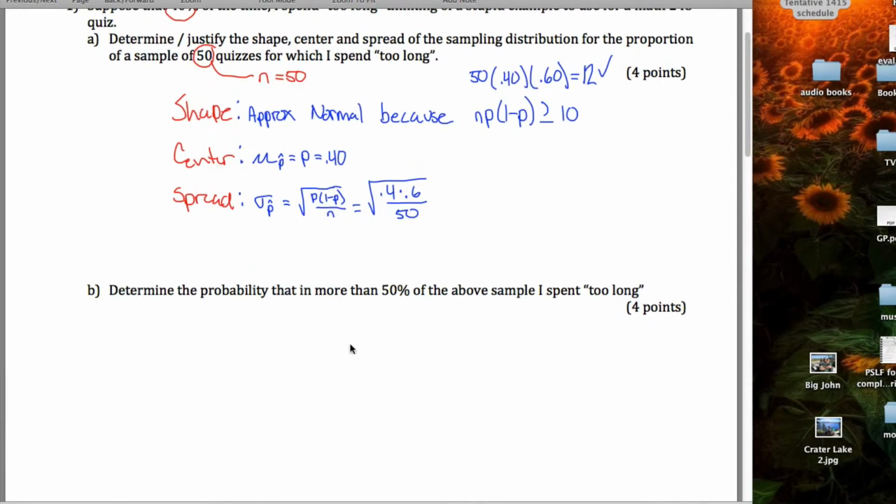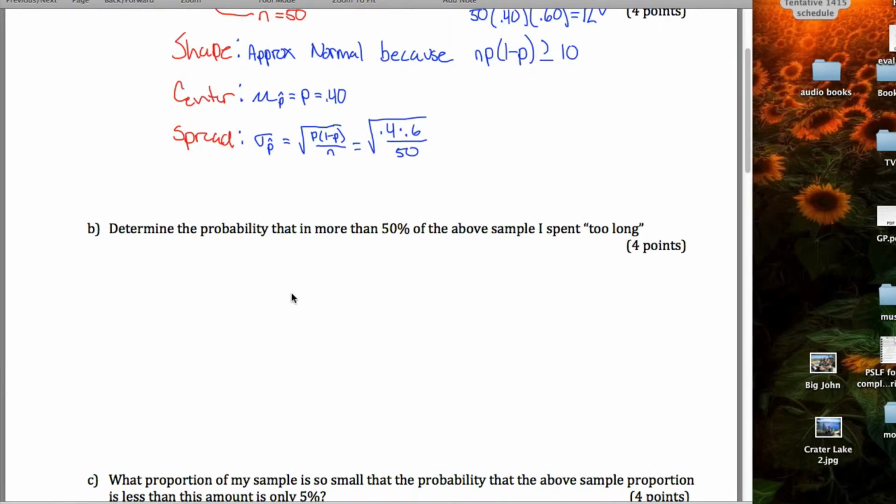Okay, now that we have all this information, we can answer questions. The first question says, determine the probability that in more than 50% of the above sample I spent too long. Well, the way we do this is we draw a picture. Using this information up here, I draw something that's approximately normal. Center, 0.40. I'll put 0.40 in the middle. And then I want the probability that more than 50%, somewhere out here, because it's greater than 40%. And more than means the area to the right of that spot. I need to figure out this area. If I figure out this area, I know the probability in question.